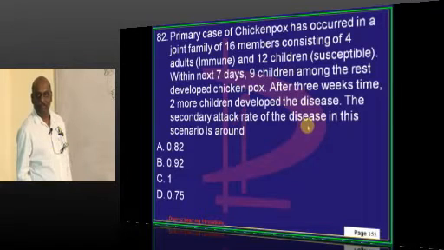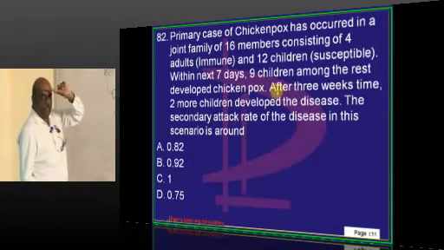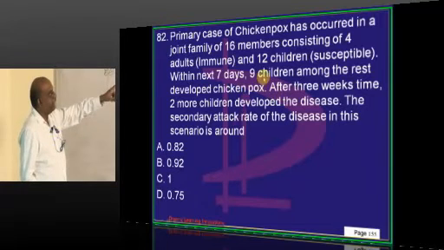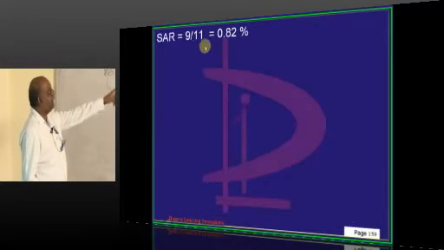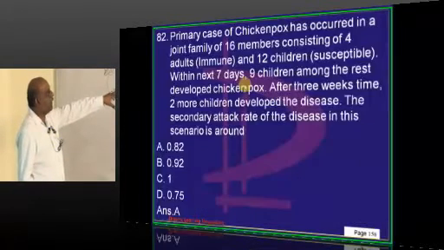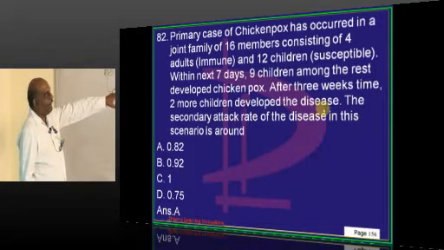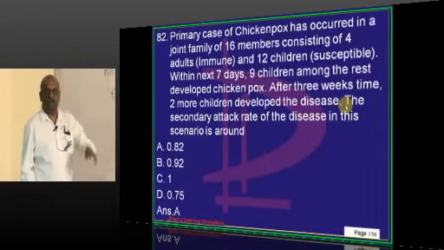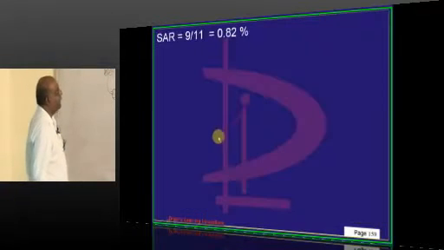So kitne hai? 11 children, and out of that how many got within one incubation period? 9 children. So that is the reason what will be the answer? Typically 9 by 11, which is 0.82. Okay, and those 2 children who got later on after 3 weeks, they are not considered because it is only one incubation period that is being considered in the definition.